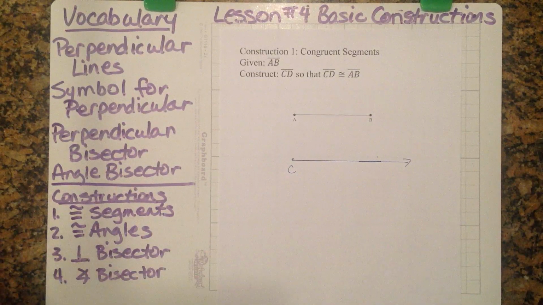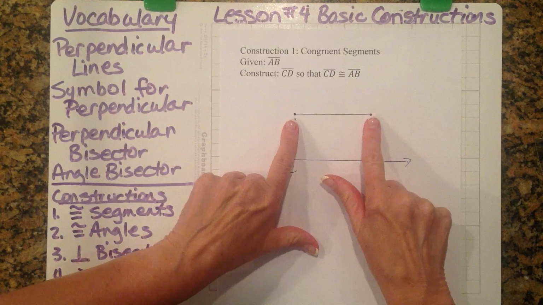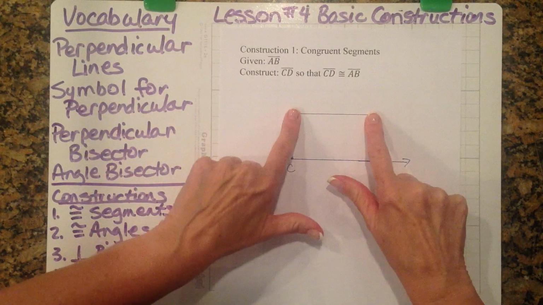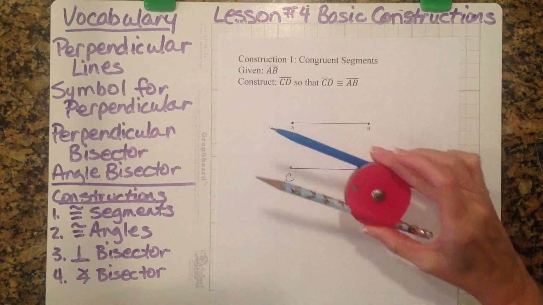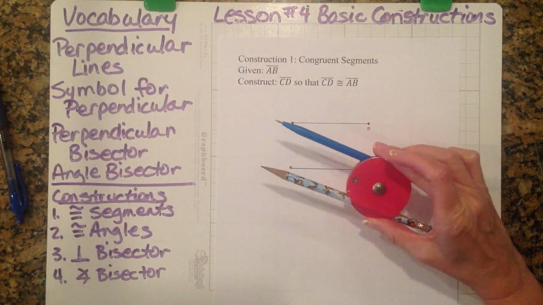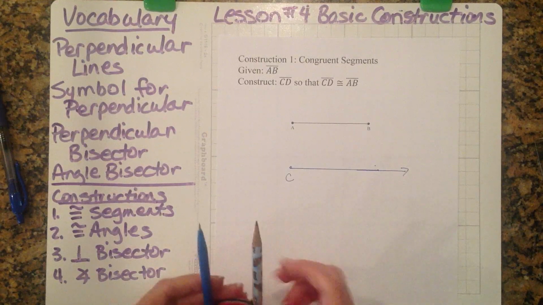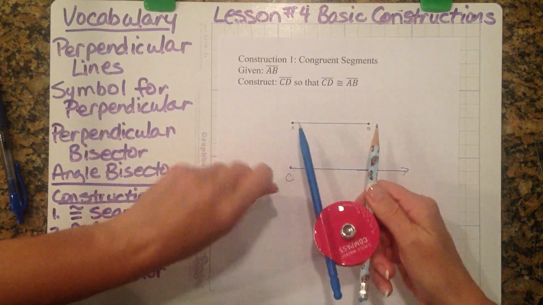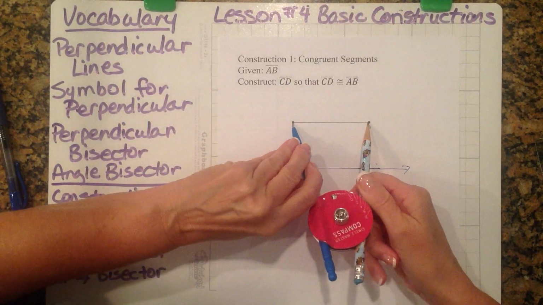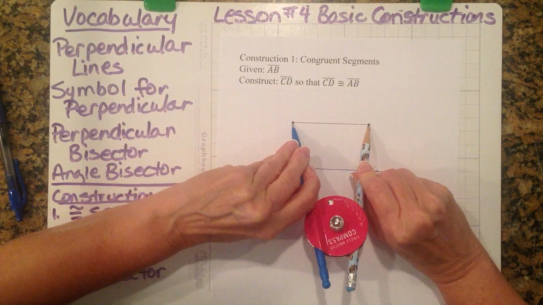Then what I'm going to do, I want to construct a segment that's the same length as this one. Now I'm not just going to measure it with my fingers and mark it. I'm going to use my compass to accurately design this. You're kind of like the architect of this construction. So what you want to do is take your compass and open it up to where point B is.